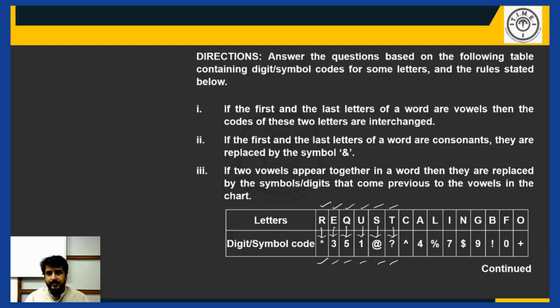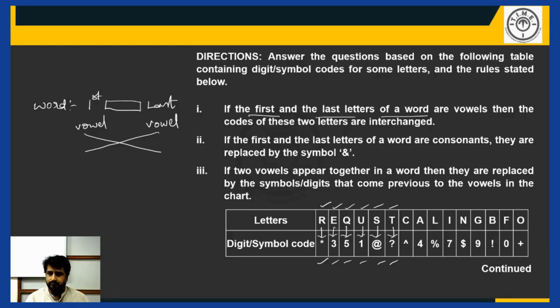Now, what are the rules given? You will be given one word. If in the word first letter and last letter are vowels, so first is vowel and last is also vowel, then the codes of these two letters are interchanged. So these two letters codes will be interchanged. What about the remaining letters in the word? They didn't mention any rule regarding that, so that will be taken as it is as per the given table. It is rule number 1.